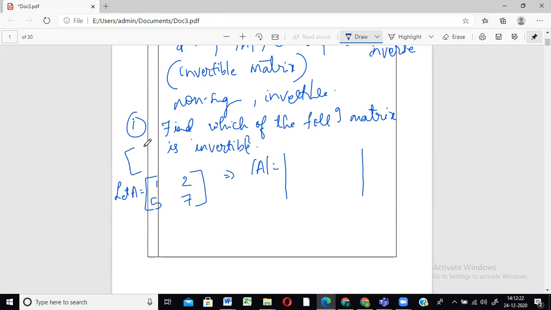A matrix is always written like this, in square brackets. But a determinant is written with straight lines. Please remember, don't confuse the two. A matrix we always write in square brackets, and a determinant is always inside two vertical lines. So this is what we have: 1, 2, 5 and 7.